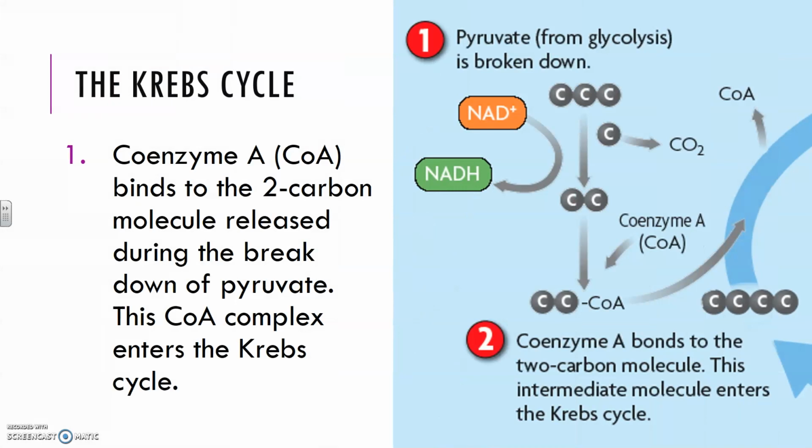So after the pyruvate is broken down, this is actually part 2 here. The 2 carbons that are left over from the pyruvate are now going to bind onto something called coenzyme A. And that complex is actually what's going to enter into the Krebs cycle.